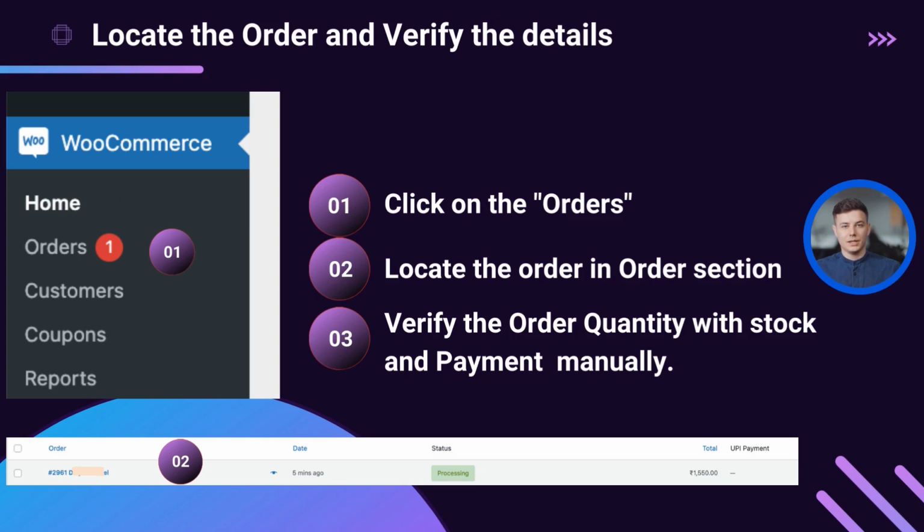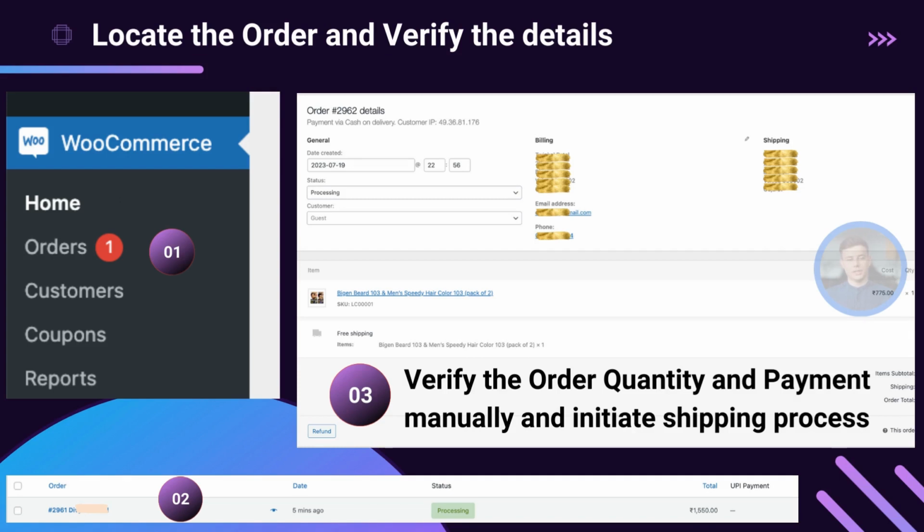Simply click on the order number to access a detailed page dedicated to that particular order. Before proceeding with the shipping process, it's crucial to manually verify the order and cross-reference it against the available stock and the payment credit. This step ensures that everything is in order and ready for smooth fulfillment.